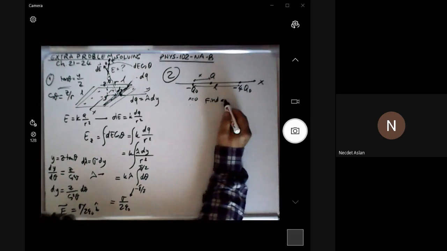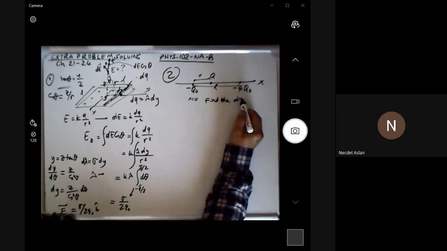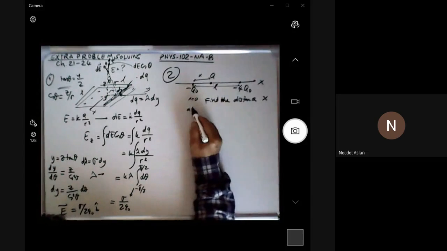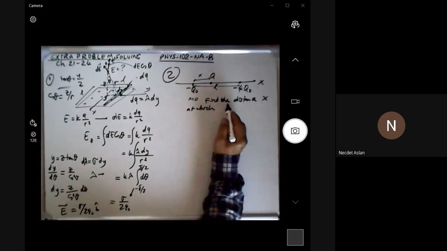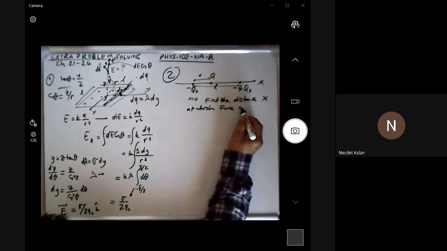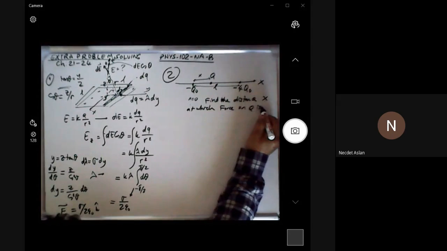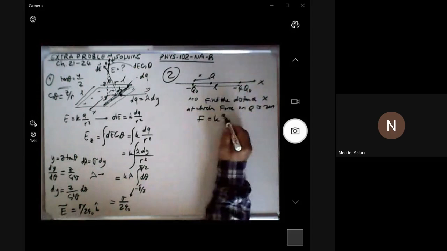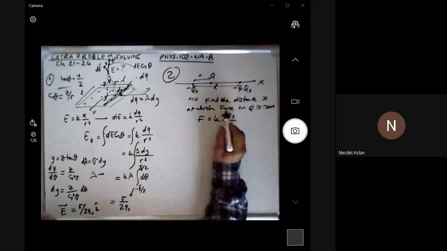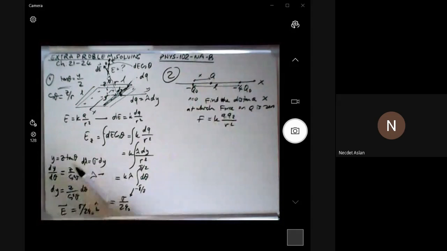Okay. Find the distance x at which the force on q is 0. Don't forget, the force is always given by k q1 q2 divided by the distance squared. But now, let's draw the forces due to these charges.